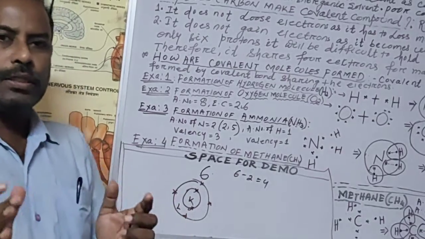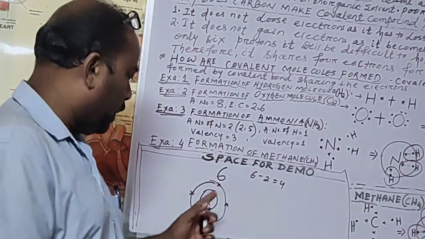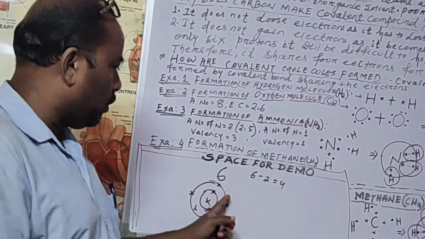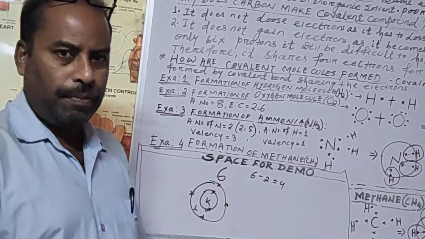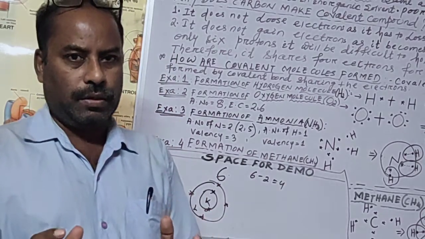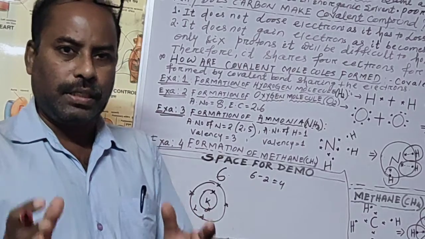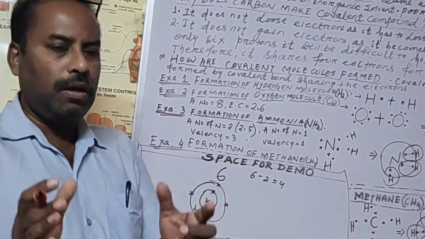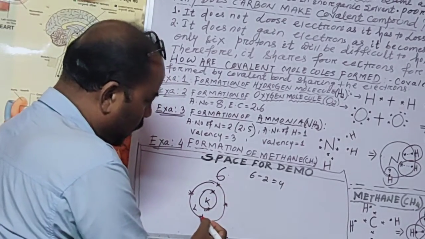So carbon has 2 orbits, one is the K orbit, another is the L orbit. The K orbit is well packed with 2 electrons, and the outermost orbit is the L orbit, where the remaining 4 electrons are there. These 4 electrons are known as valence electrons. So carbon has tetravalency. We'll talk afterward about what valency and valence electron are. Valence electron means the outermost electrons.